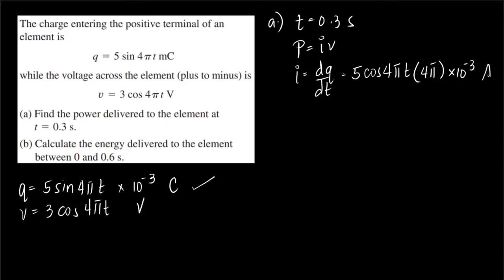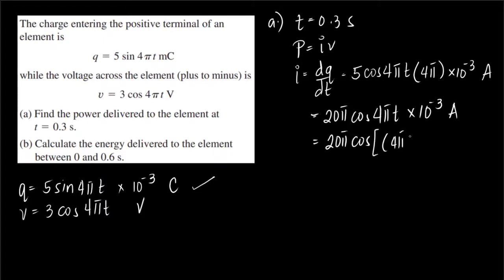Our unit now is amperes. Simplify: 5 times 4, that's 20 pi cosine 4 pi t times 10 to the negative 3 amperes. To get the actual value, substitute t with 0.3 seconds. That's 20 pi cosine 4 pi times 0.3 times 10 to the negative 3, don't forget. And while you are solving this, your calculator must be in radians, because of the pi. So let's solve that: 20 pi cosine 4 pi times 0.3.